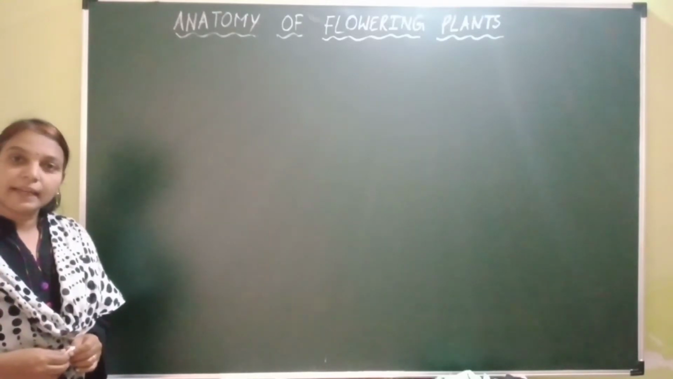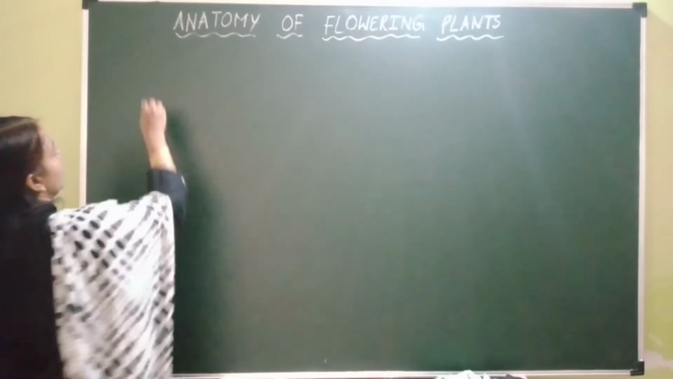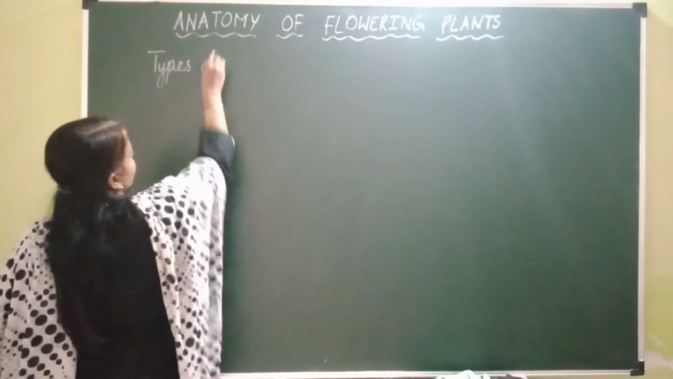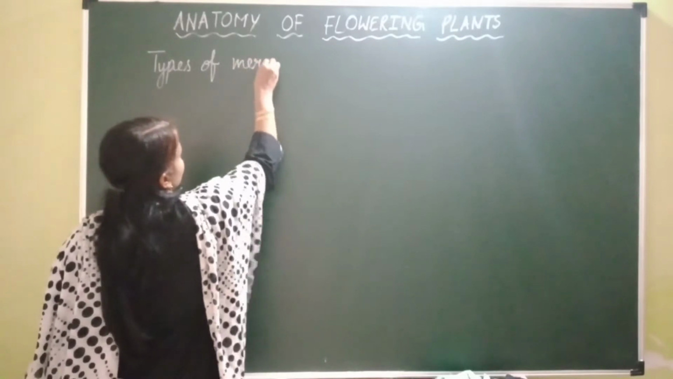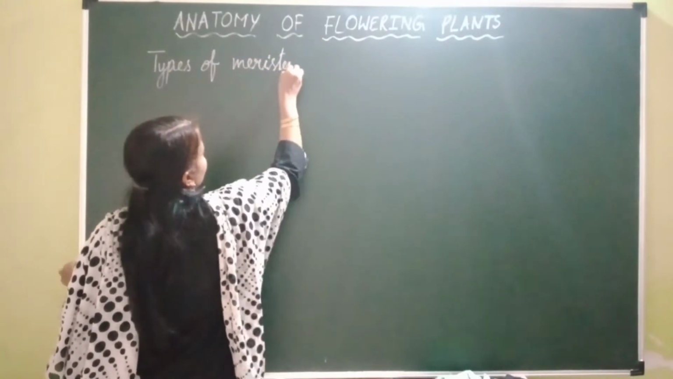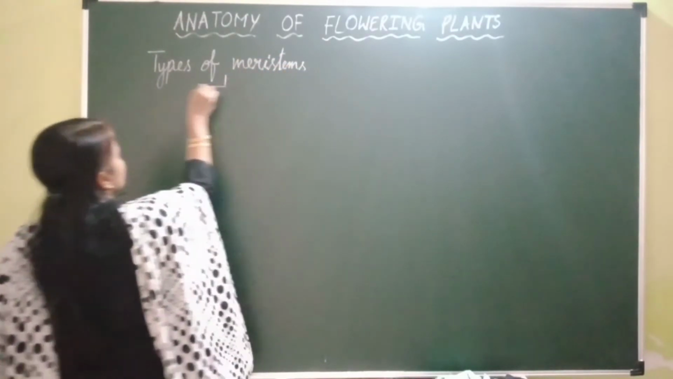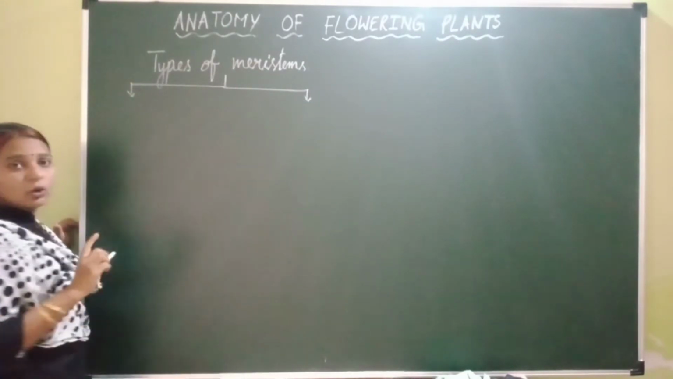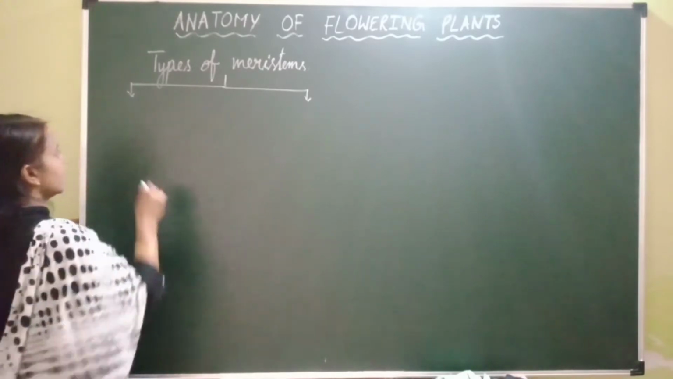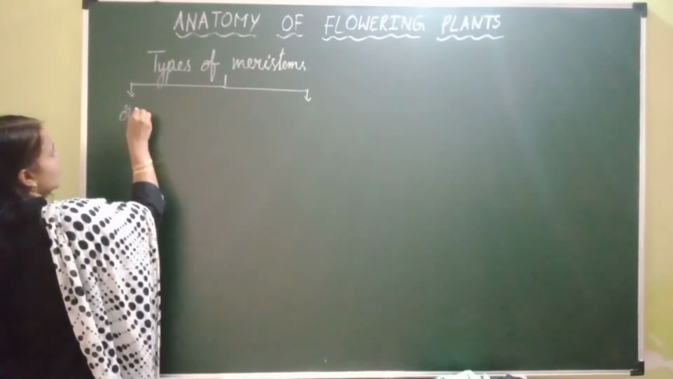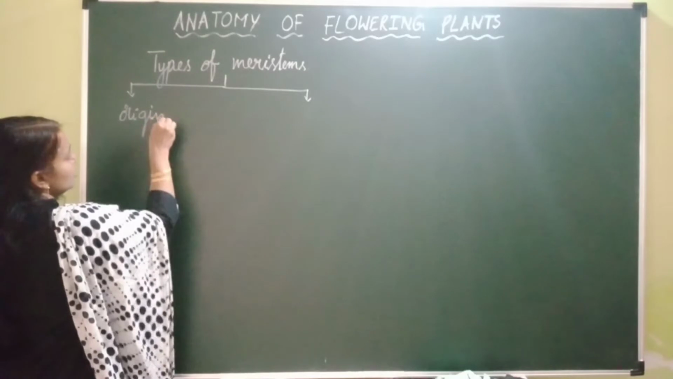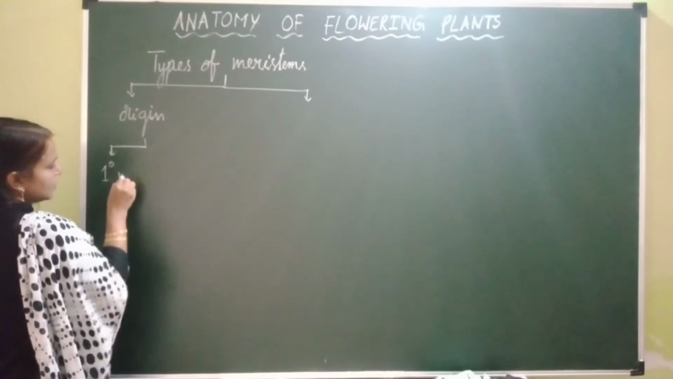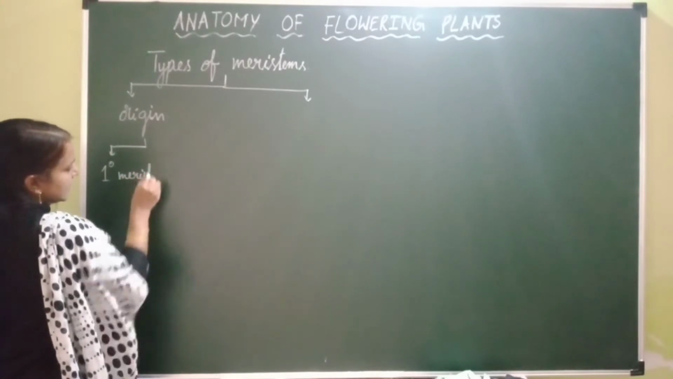Okay, let's start with the types of meristem now. These meristematic tissues or meristems are of different types on the basis of their origin and on the basis of location. On the basis of their origin, they are differentiated into two types. They are primary meristems and secondary meristems.